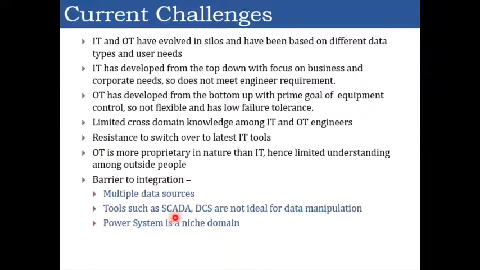Further, tools such as SCADA and DCS are not ideal for data manipulation. These are for data acquisition, not for data manipulation. Those are not designed for doing any further analytics or data manipulation. Further, the power system is a niche domain, so the knowledge remains with the power system engineers, and it is very difficult for IT people to understand if they are not coming from the electrical engineering domain.